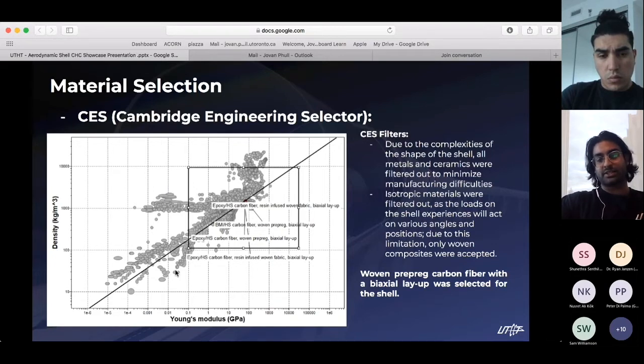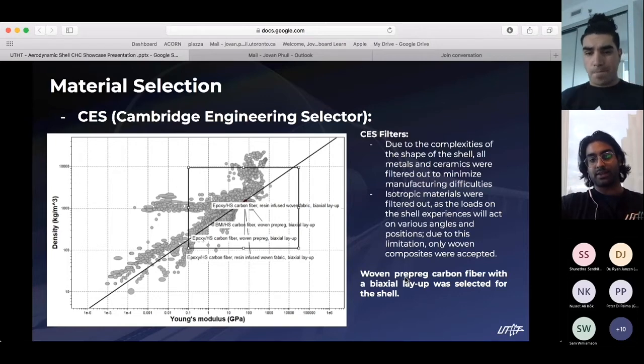CES, or Cambridge Engineering Selector, is a huge software where you can select different materials. It has all their properties as well. So one thing we did was limit this to only composite materials, because metals and ceramics are going to be too hard to get something in an organic shape, as well as ceramics probably being too brittle to use for this design. So from this, we got our best material as a woven prepreg, which is pre-impregnated carbon fiber. Essentially that's carbon fiber with epoxy already impregnated in it. So you just lay it up, you heat it in an autoclave, and then you get your nice part over there.